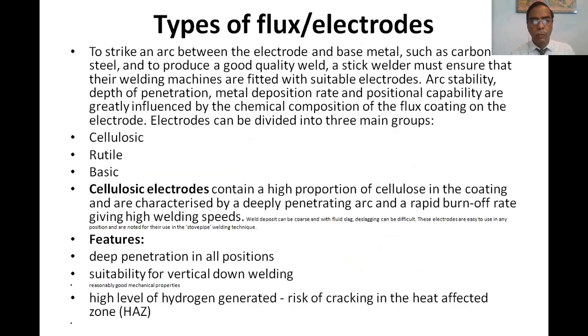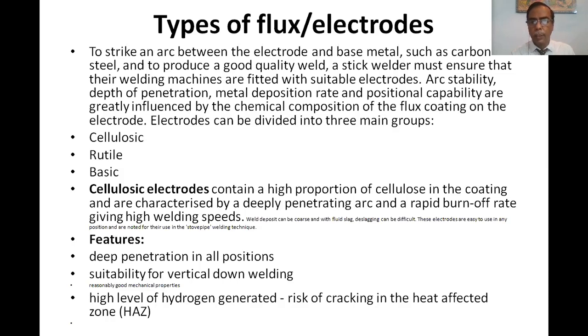Type of flux and electrodes. To strike an arc between the electrode and base metal, such as carbon steel, and to produce a good quality weld, a stick welder must ensure their welding machines are fitted with the suitable electrodes. Arc stability, depth of penetration, metal deposition rate, and positional capability are greatly influenced by the chemical composition of the flux coating of the electrode.